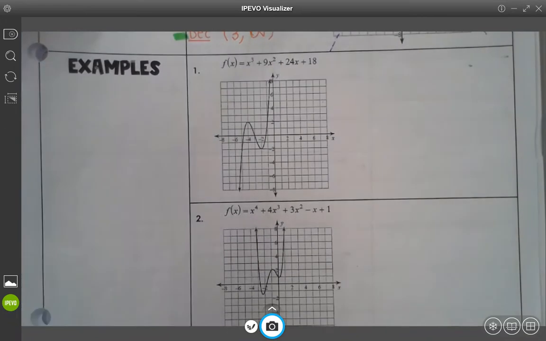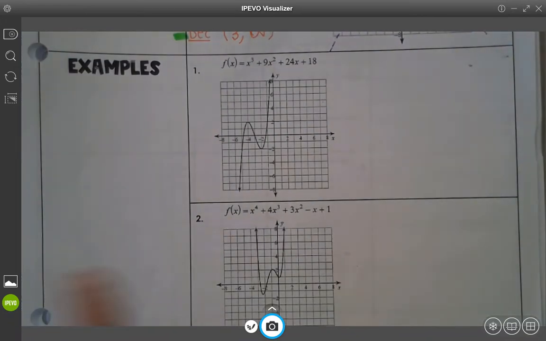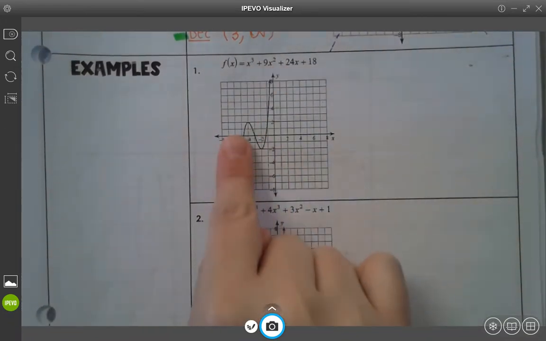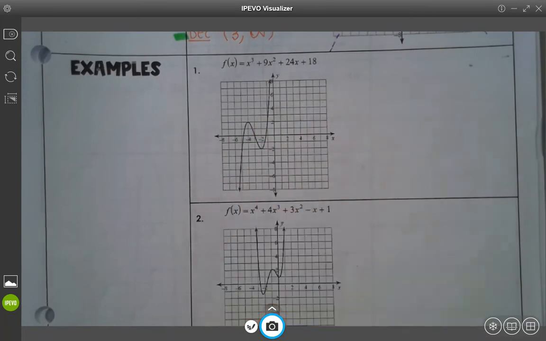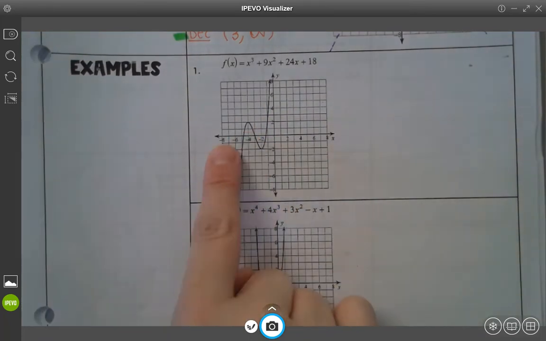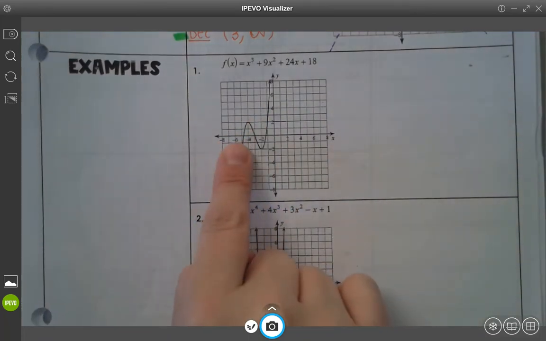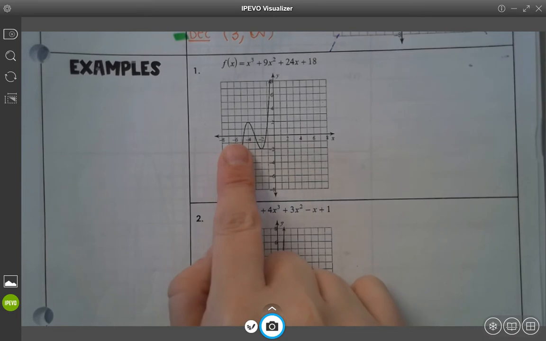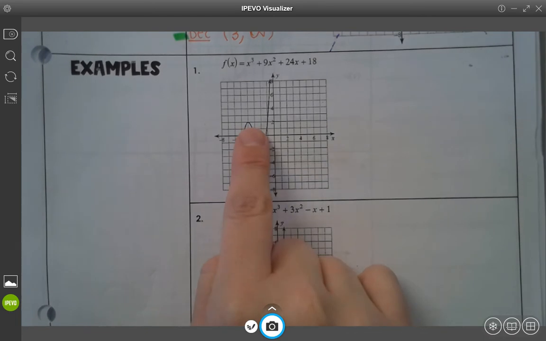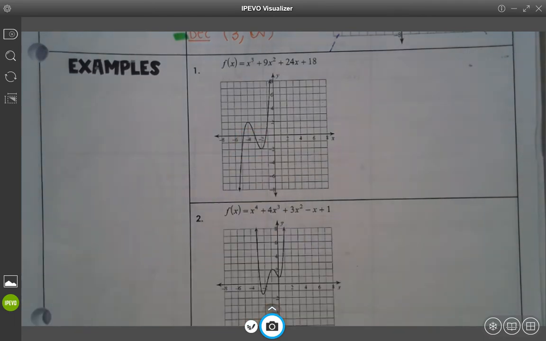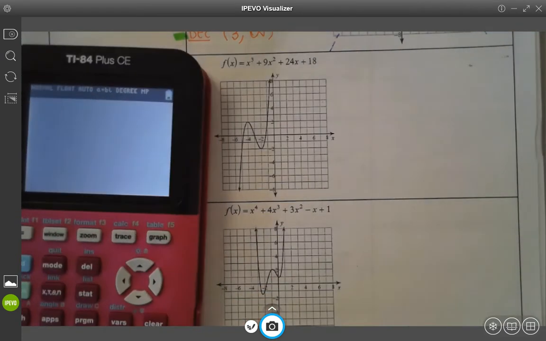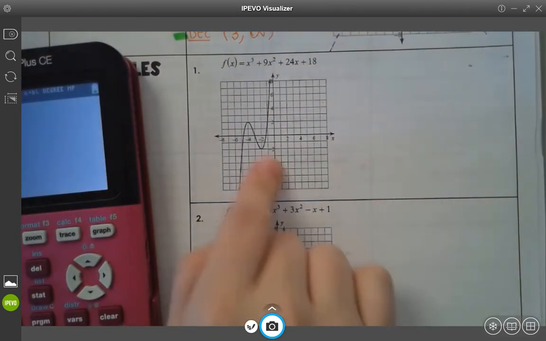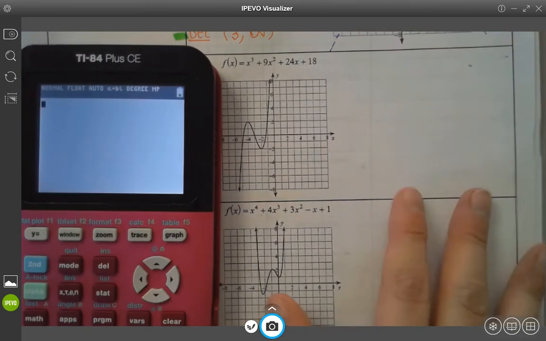And let's look at number 1. I already have the graph here, but I want you to still find these points using your calculator, because most of the time these points are not going to be exact points. They're going to be decimals. So we are going to find the max and min of these graphs.